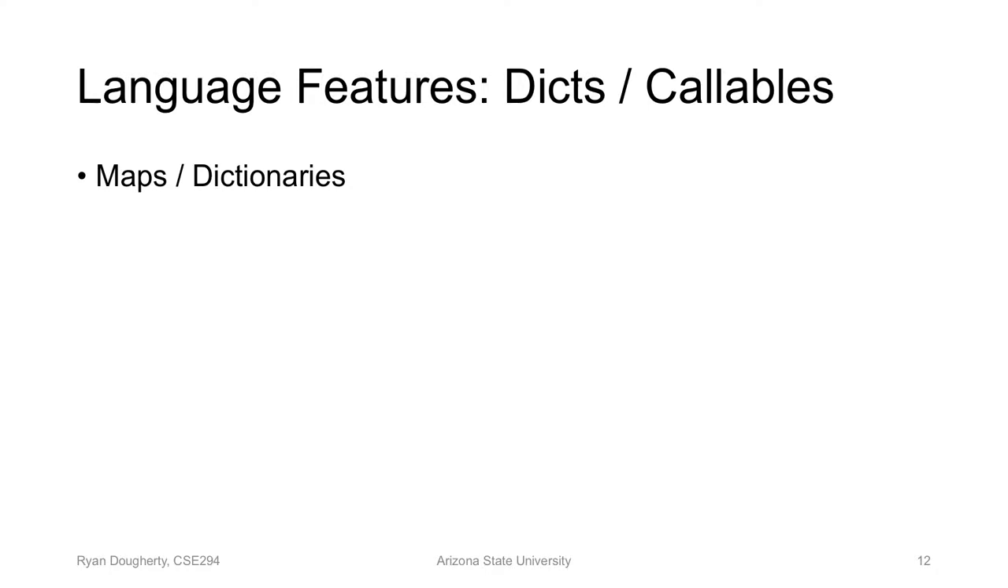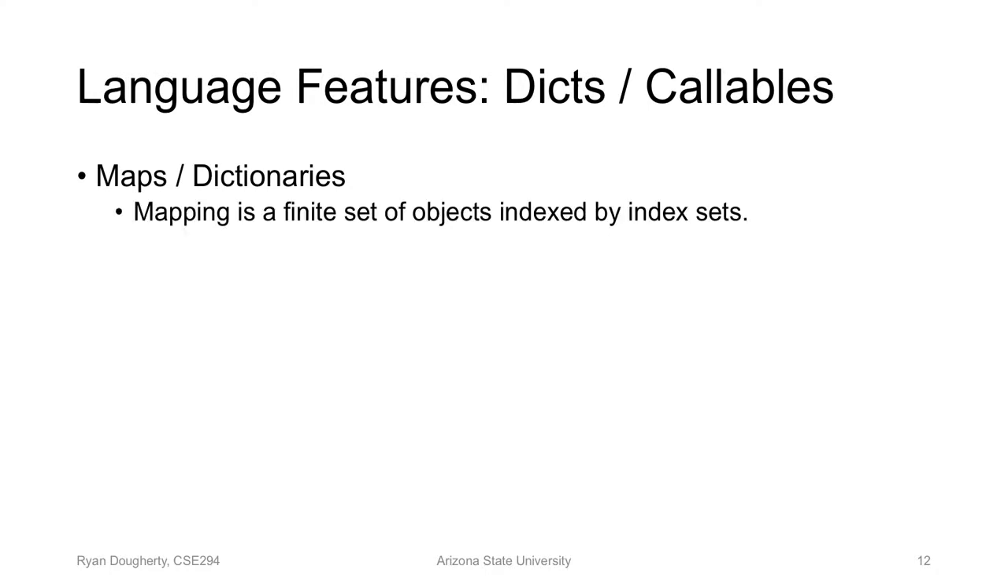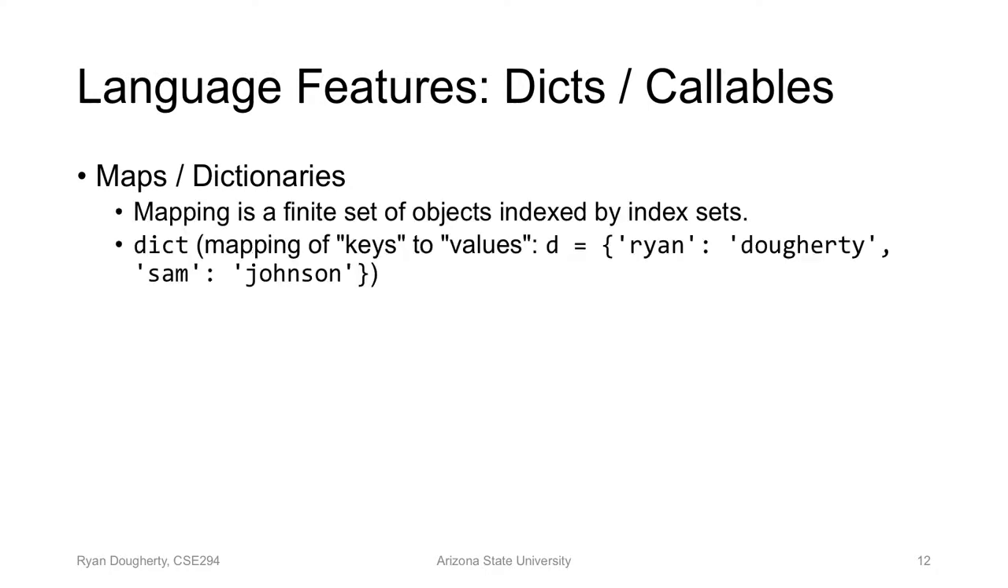So that's exactly what a dictionary is in Python. What you do is you map a set of keys to a set of values. Like in this dictionary, I'm mapping the string Ryan to the string Doherty. So Doherty is the value of the key Ryan, and another key is Sam, and the value for Sam is Johnson. All right, cool.